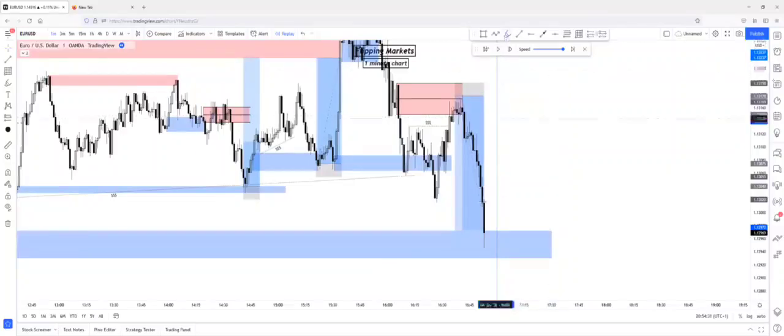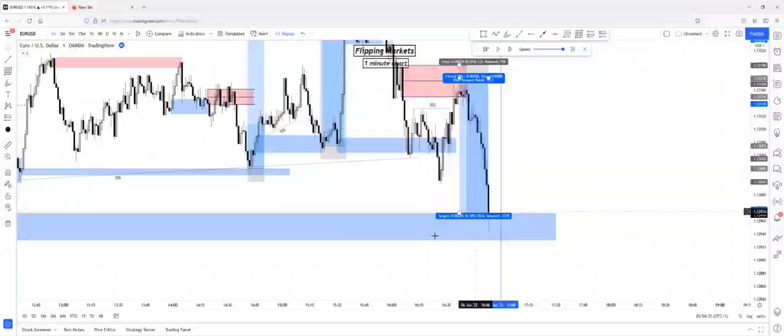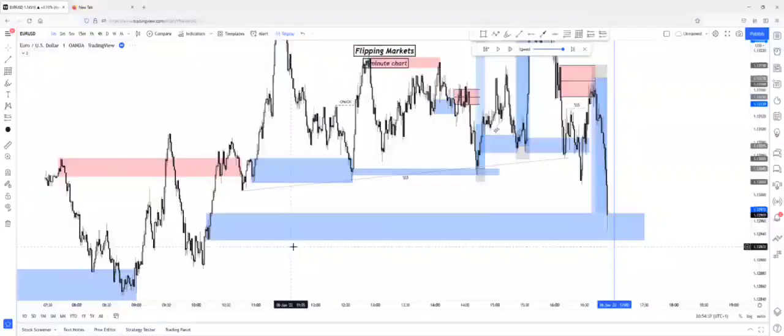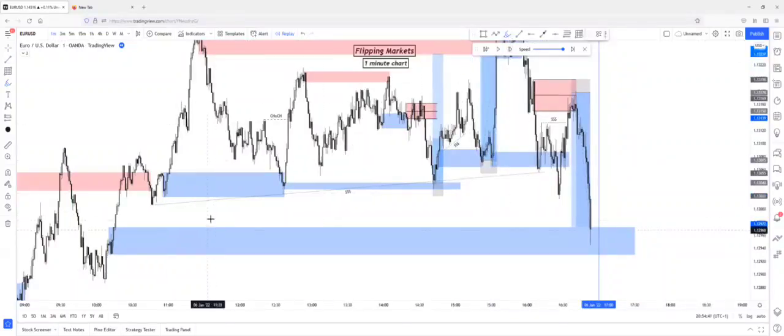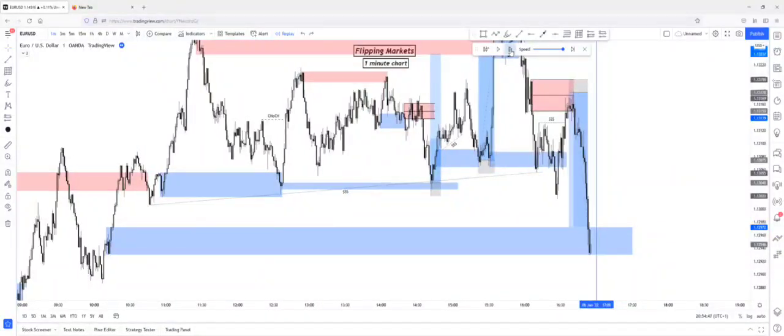So actually the session is about to close. As you can see, this is our session closing point. Let's see what happens after. I believe this demand zone will be broken because we have a huge liquidity, but this is the demand zone that was built up for the liquidity. So yeah, let me just play price forward.